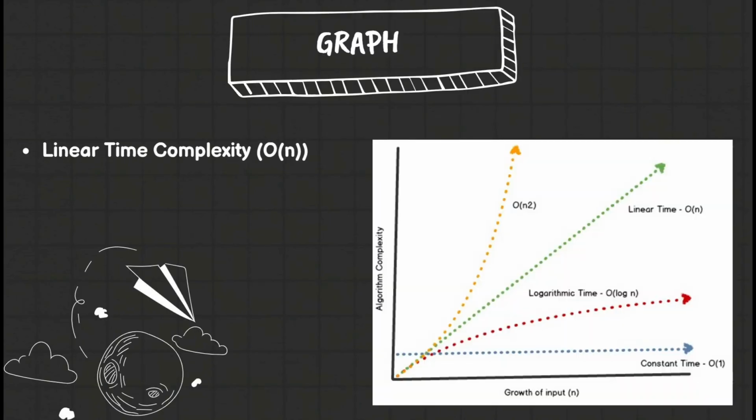Next is the graph of linear time complexity. Here we have a graph that illustrates linear time complexity. The graph shows a straight line indicating that the time taken increases proportionally with the number of elements. This visualization helps understand why the findMax function is efficient and scalable.